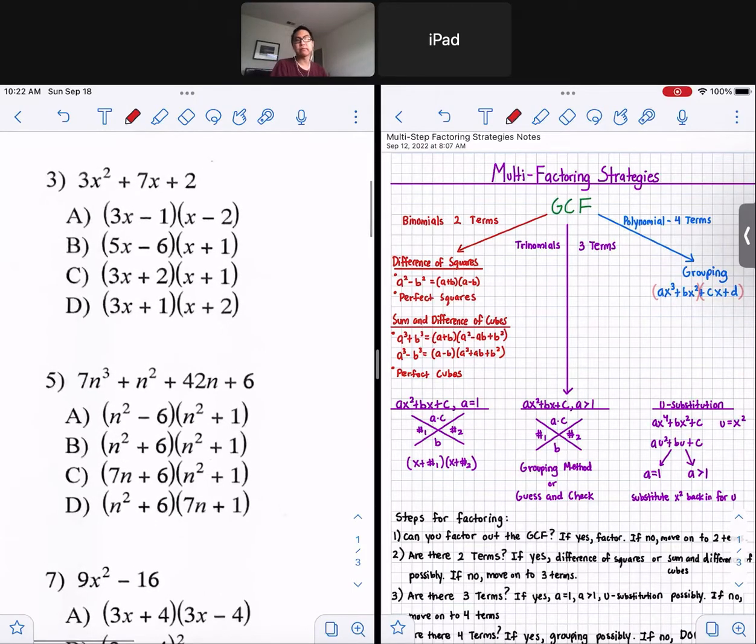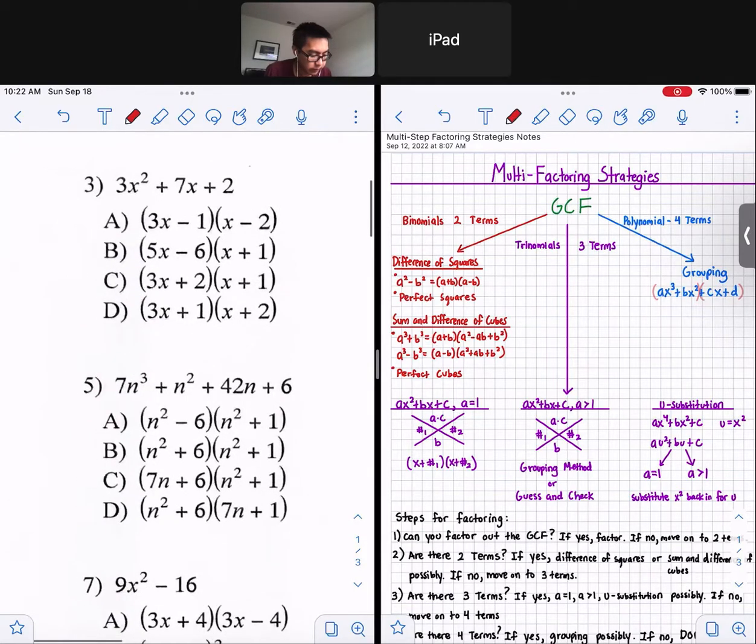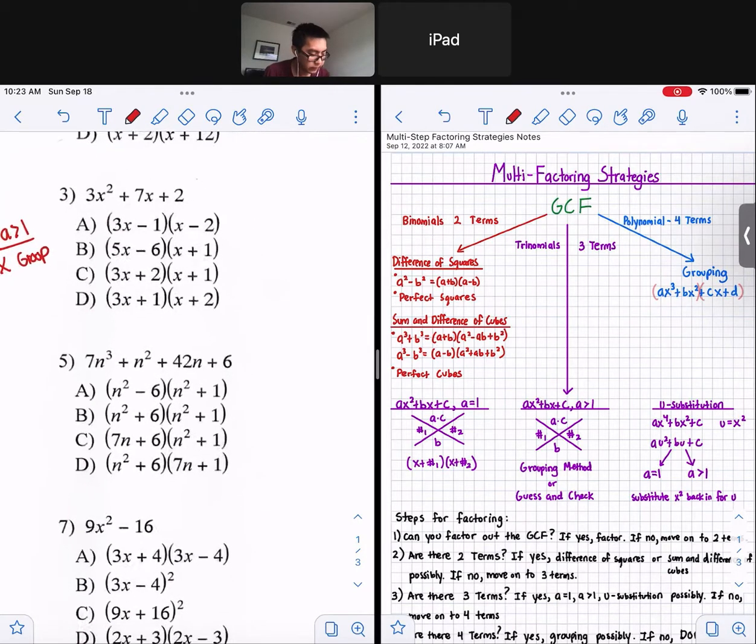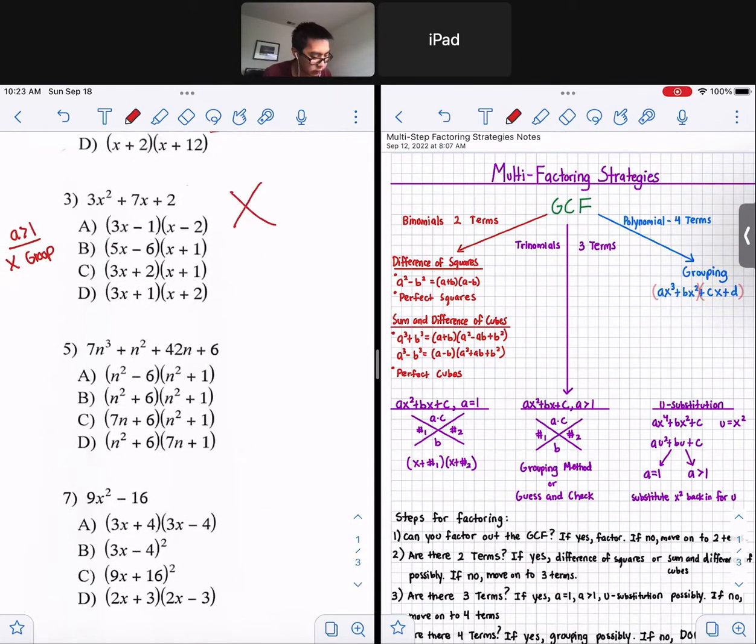Okay, so we can't factor something out from each term, so no GCF. There are three terms, and it looks to be a greater than 1. That means you have to do the X method along with the grouping method. When we make our X method, 3 times 2 gives you 6, and 7 goes on the bottom. So we think of all the factors of 6 that multiply to 6 but when added give you 7. That's 1 and 6.